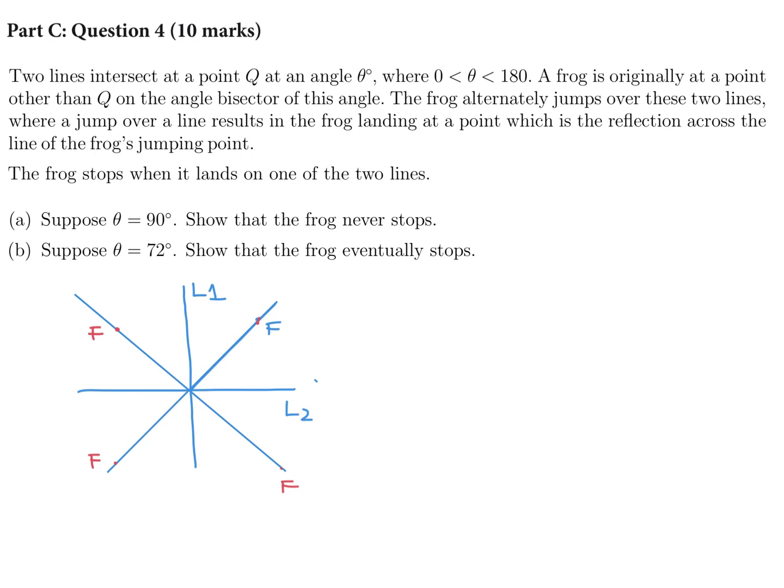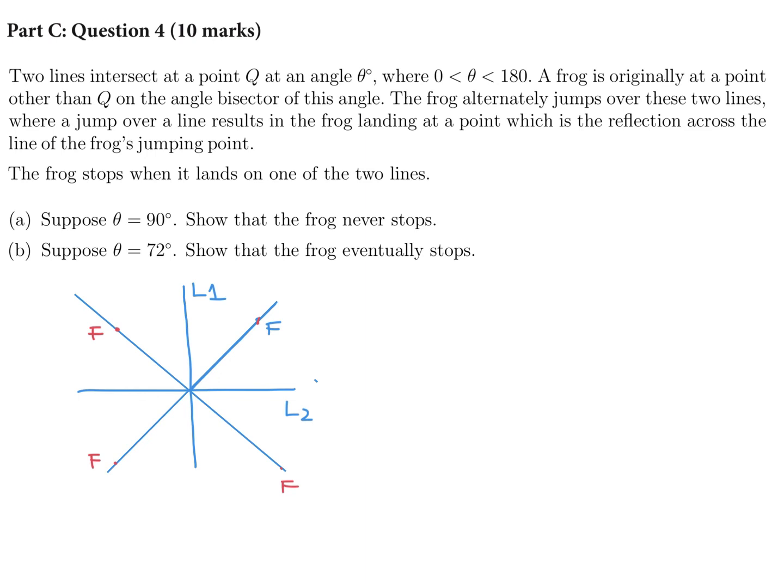It keeps going round and round, and therefore it actually never lands on one of these original two lines, because it has to land on one of those two lines in order to stop. And because it never lands on one of those two lines, it never stops. And that's essentially all that part A wants you to show.